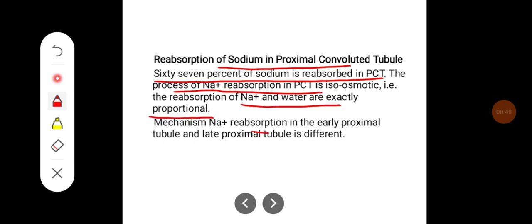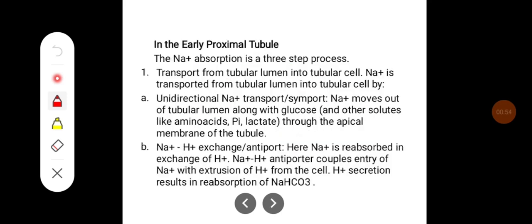The mechanism of sodium reabsorption in the early proximal tubule and the late proximal tubule is different. In the early proximal tubule, sodium reabsorption is a three-step process. The first step is transport of sodium from the tubular lumen into the tubular cells.